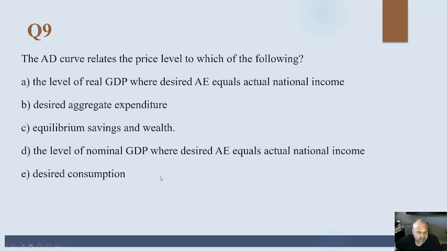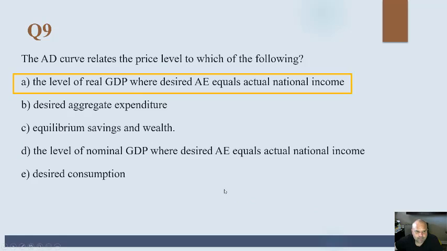So the aggregate demand curve relates the price level to which of the following? Hit pause. Okay, so if you remember in the diagram, we had the price level on the vertical axis, and on the horizontal axis we had real GDP. And so the AD curve relates the price level to the level of real GDP.